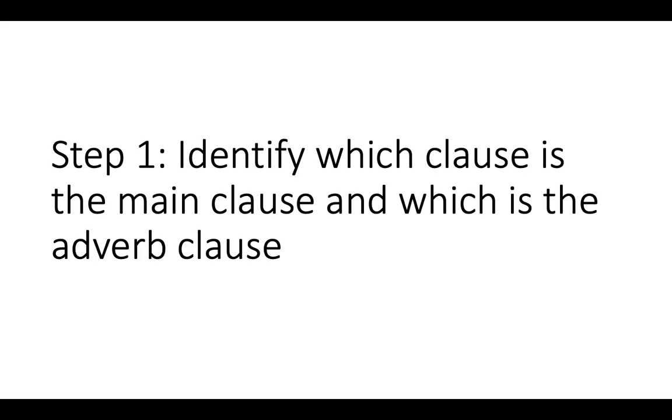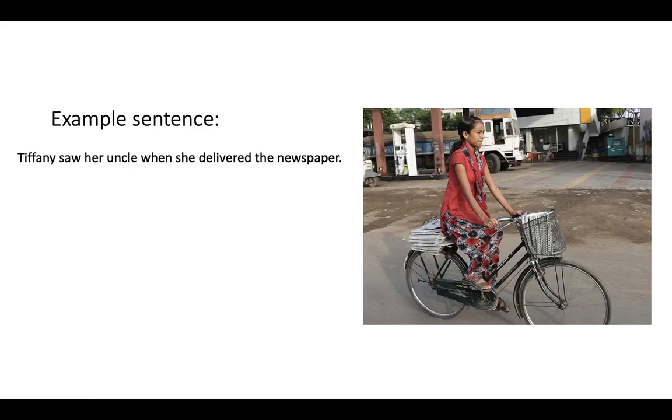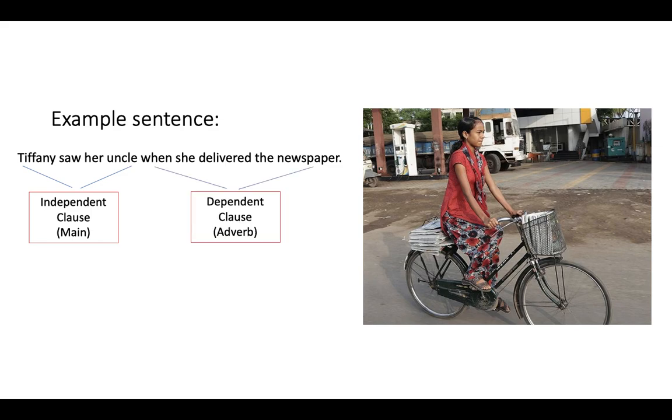So what do we do? How do we diagram these sentences? Step one, we have to identify which clause is the main clause and which is the adverb clause. So let's go back to this example of Tiffany saw her uncle when she delivered the newspaper. The independent clause would be Tiffany saw her uncle. The dependent clause would be when she delivered the newspaper.